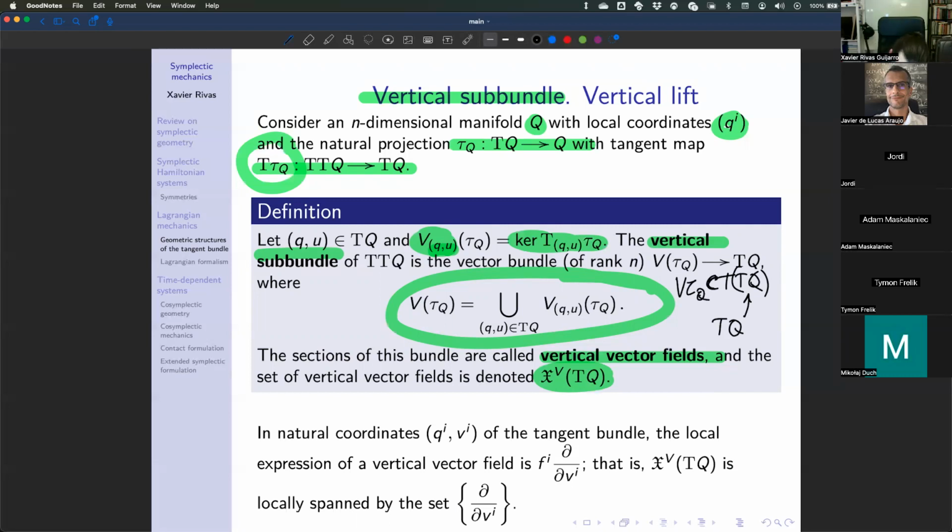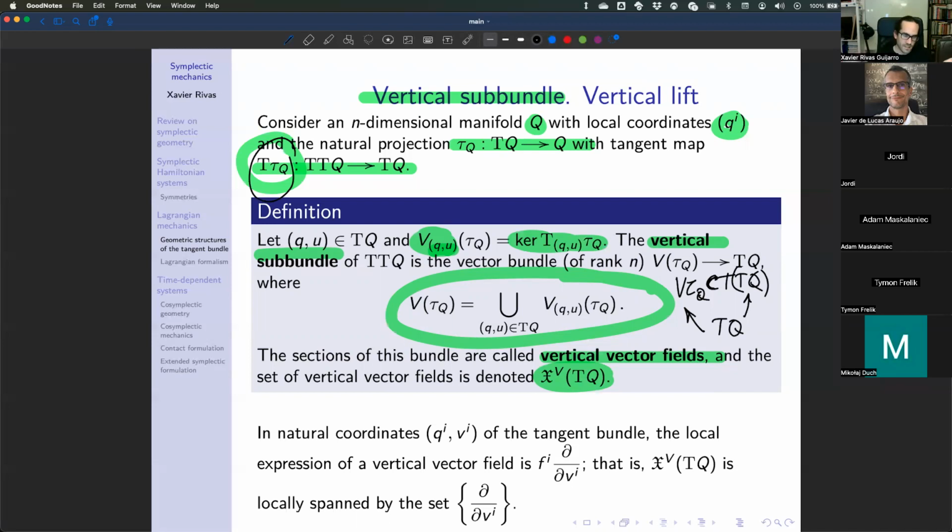Okay. So actually, vertical vector fields go this way. Our vector fields are in TQ, not in Q, in TQ, which just with this projection go to 0. So somehow you can think of them as tangent to the fiber. But take this with caution. They are just tangent to the fiber.